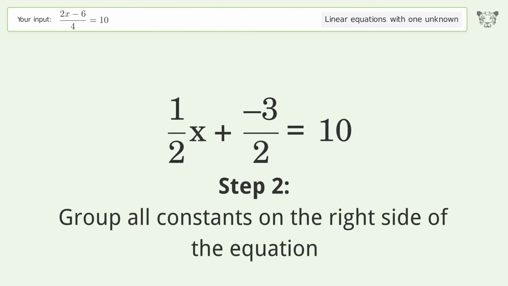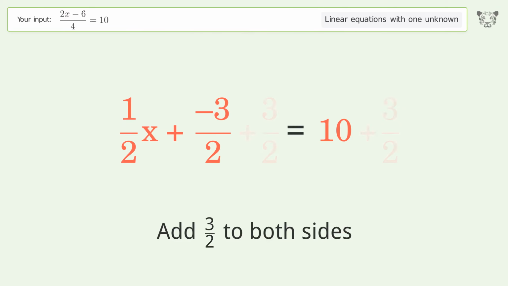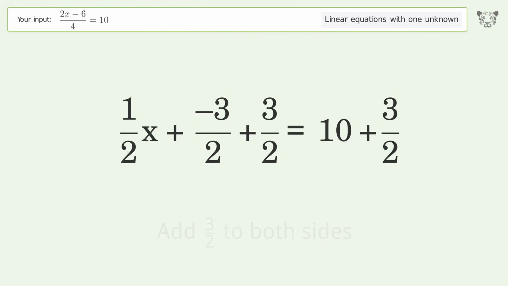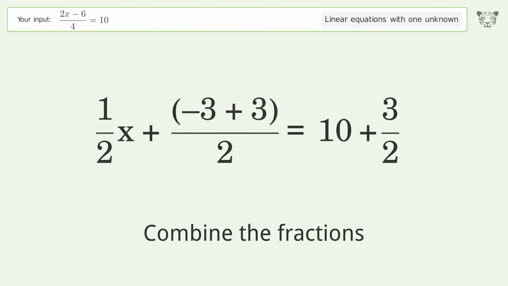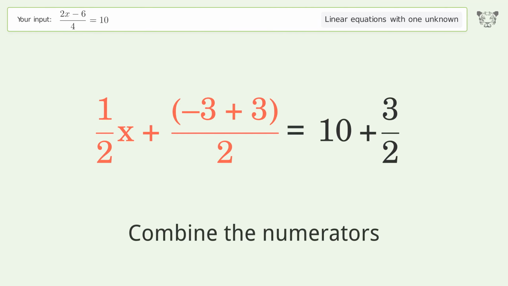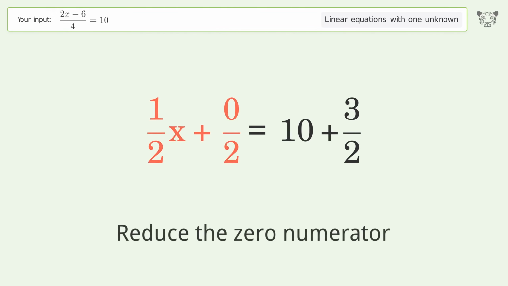Group all constants on the right side of the equation. Add 3/2 to both sides. Combine the fractions. Combine the numerators. Reduce the zero numerator.